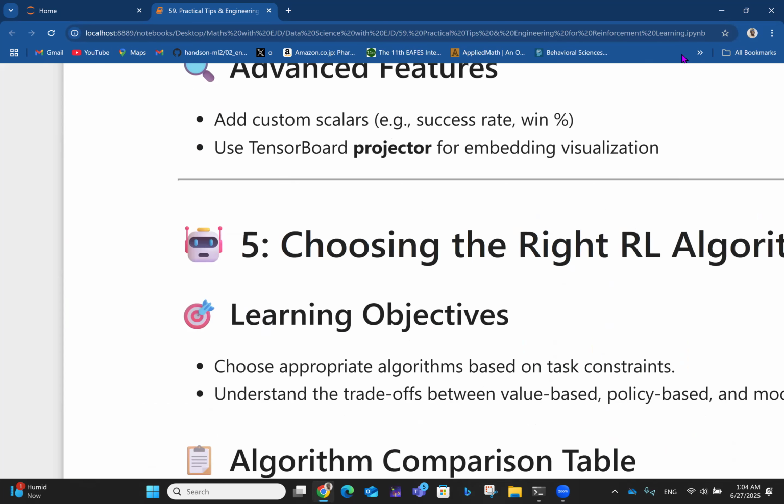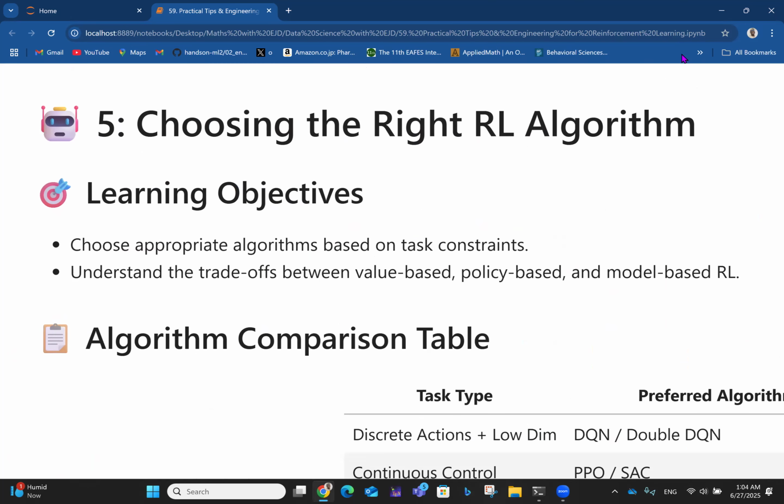So in 5, you have to choose the right reinforcement learning algorithm. So the learning objectives here, you can choose appropriate algorithms based on task constraints and understand the trade-offs between value-based, policy-based, and model-based reinforcement learning, right? You remember value-based learning like Q-nets, deep Q networks and all and things like that. And then we talked about policy-based, or we talked about model-free and all of those things.